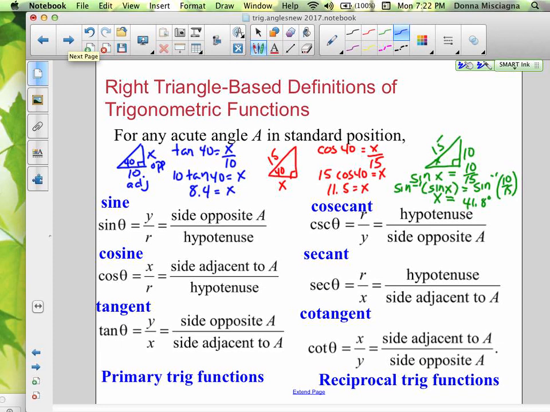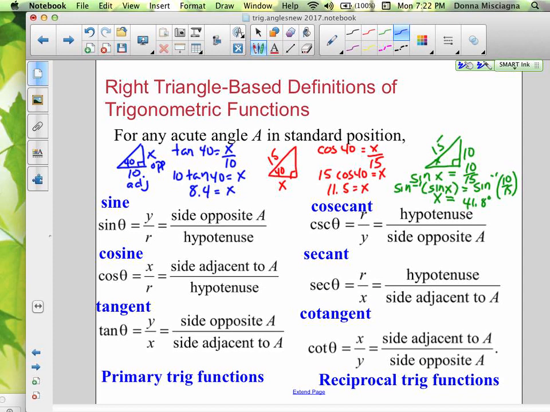Tangent was opposite over adjacent. So if we wanted to solve for our opposite side, we could set up the tangent ratio. So then actually this tangent ratio for a 40-degree angle. So tangent 40 is equal to x, the opposite side, divided by 10, the adjacent side. And then we would just isolate x. So in this case, we'd multiply both sides by 10, and then you plug that into a calculator.